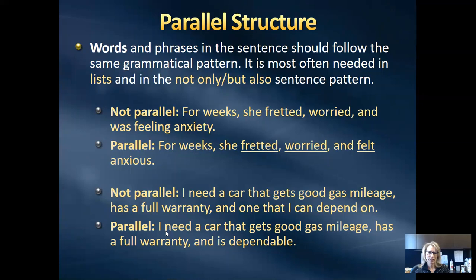So let's see if we can fix that. We'd like to say, I need a car that gets good gas mileage, has a full warranty, and is dependable. This starts with the verb just like the other two.